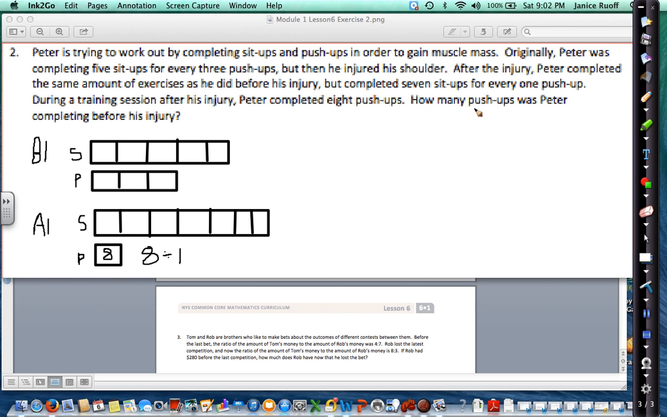Finally, we'll go to the question, how many push-ups was Peter completing before his injury? So we need to go to the before injury tape diagram and push-ups. And we can see that there are 3 pieces in that part of the tape diagram. And 3 times 8 equals 24. So the answer to our question is 24 push-ups.